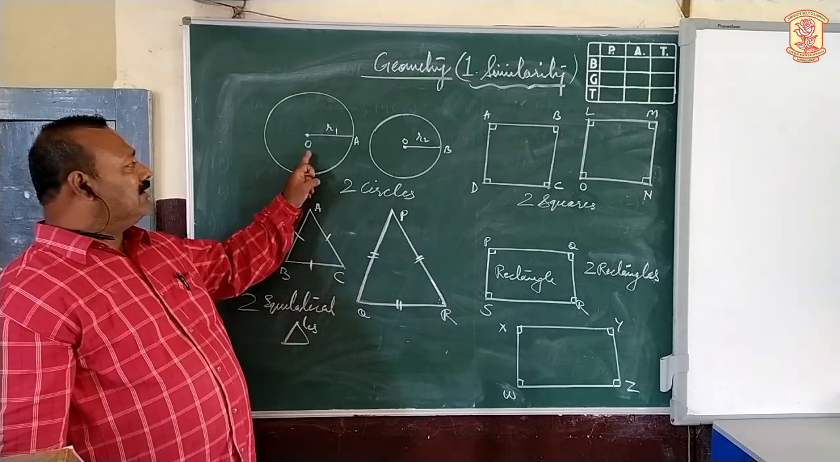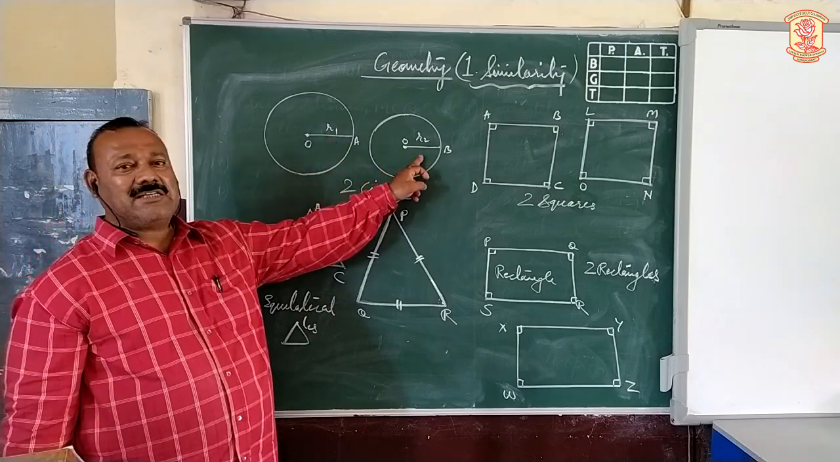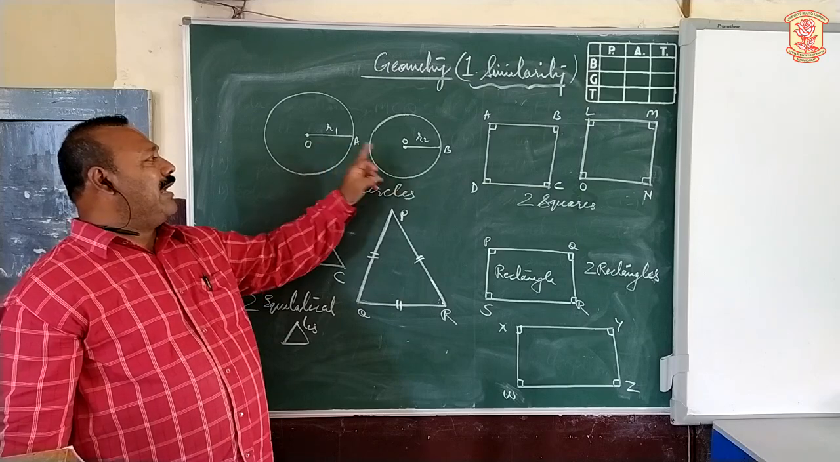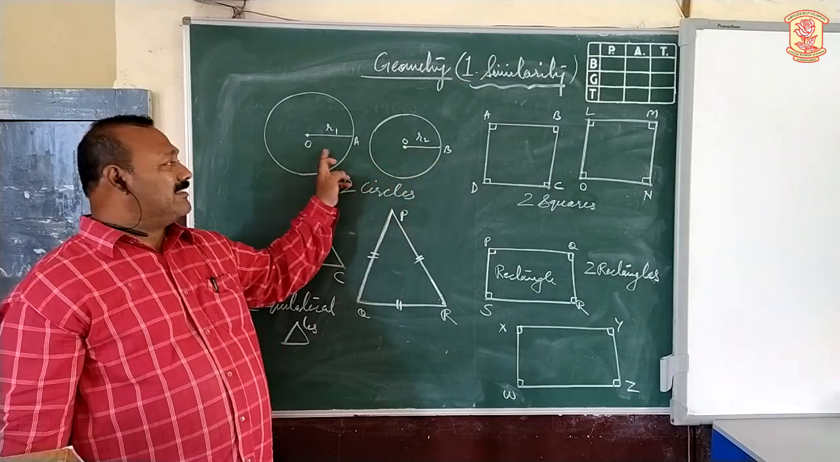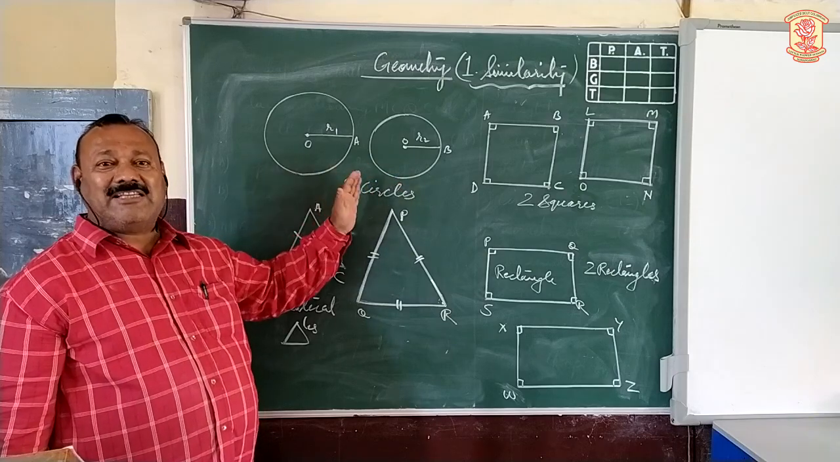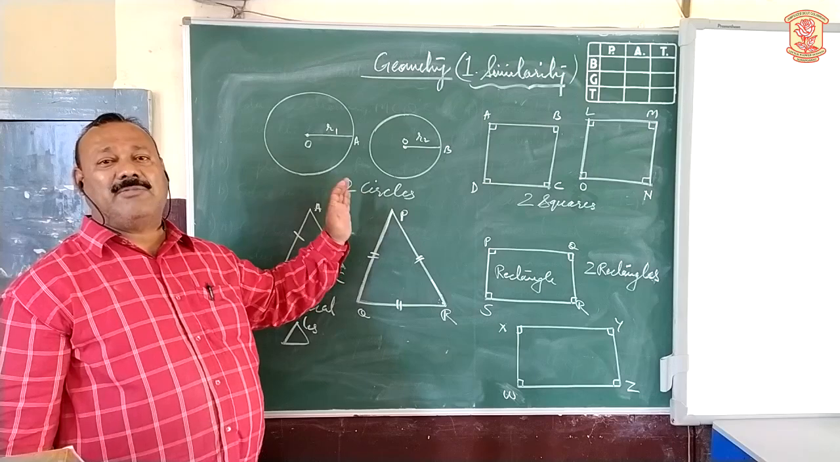For example, circle 1 and circle 2, having radius R1 and radius R2, with the radius OA and the segment OB. These are the two circles. They are the same in shape, but their sizes are different. Such figures are called similar figures.